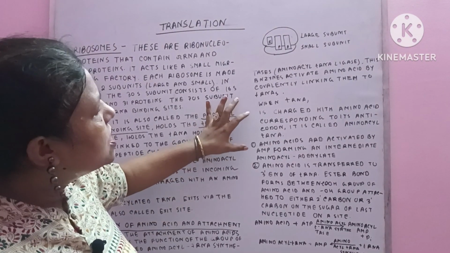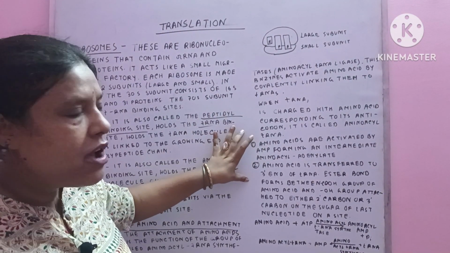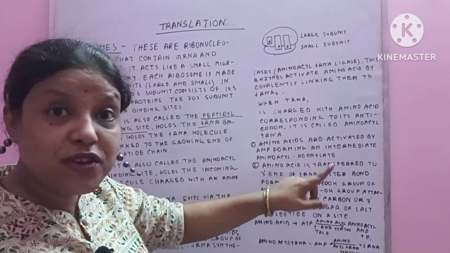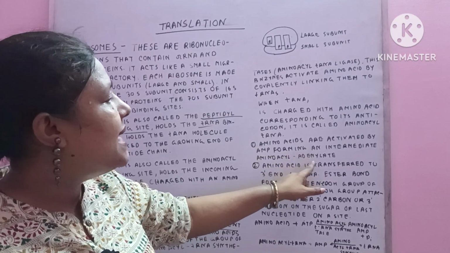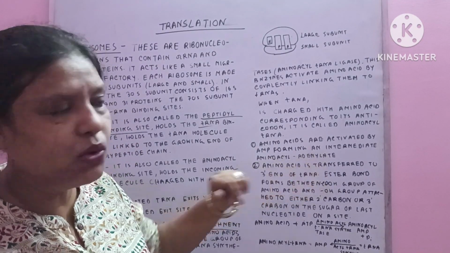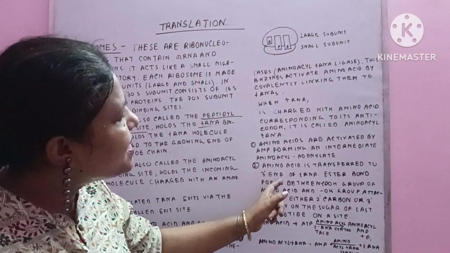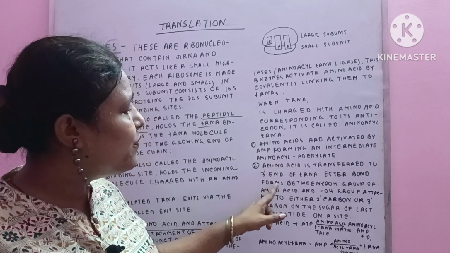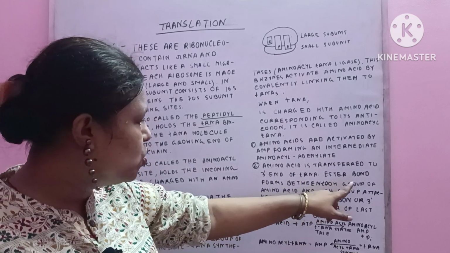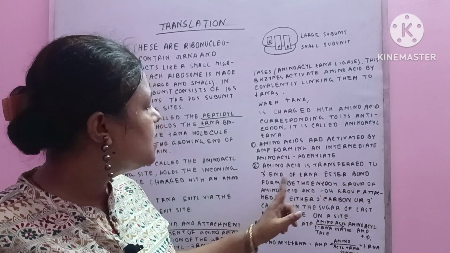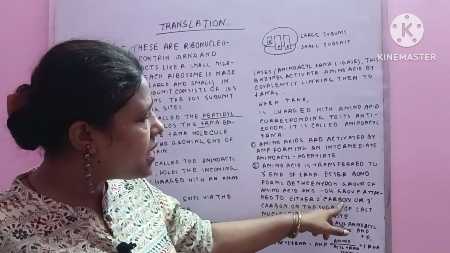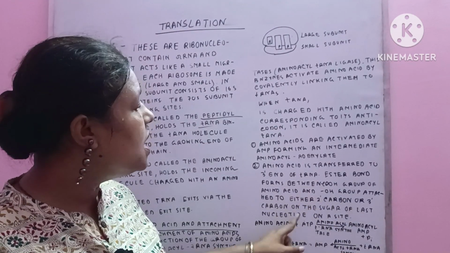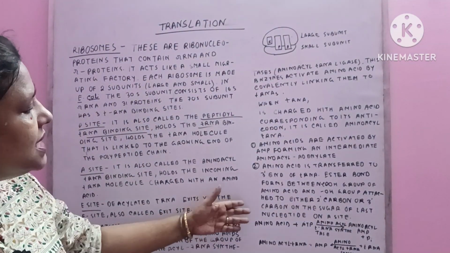This charging process occurs in two steps. First, the amino acid is activated by ATP, forming amino acid adenylate, which is the intermediate molecule. The second step is that the amino acid is transferred to the 3' end of tRNA, and a bond is formed between the COOH group of the amino acid and the OH group attached to either the 2' carbon or the 3' carbon of the sugar. So these are the two reactions.